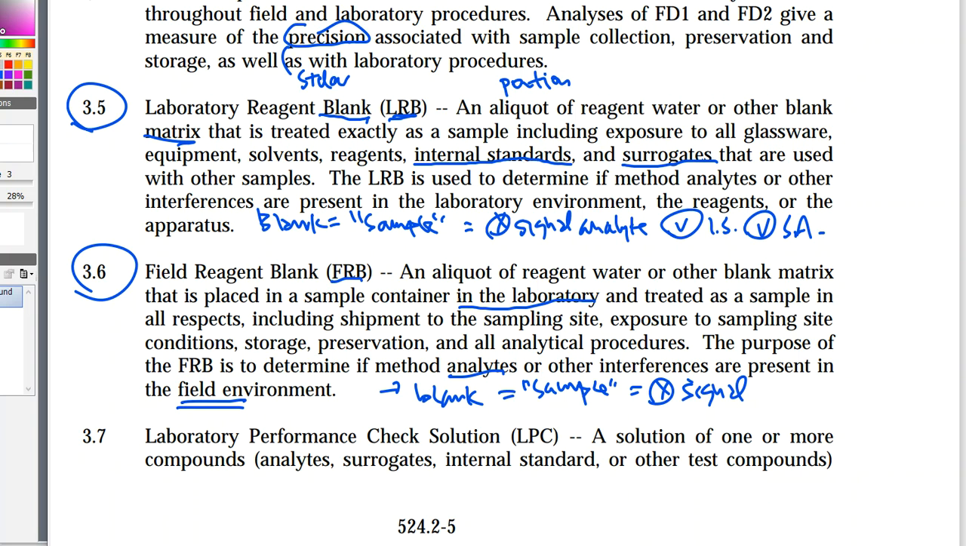All right. So these are blanks at the heart. Again, no signals. We know nothing's there. We put it in there. It should just be our solvents. Most of the time, that's all that it is. And those solvents are either going to travel with the field collector and be brought back, or they're going to start within the lab and stay within the lab, so that way we can make sure that our lab is not contaminating samples as well.